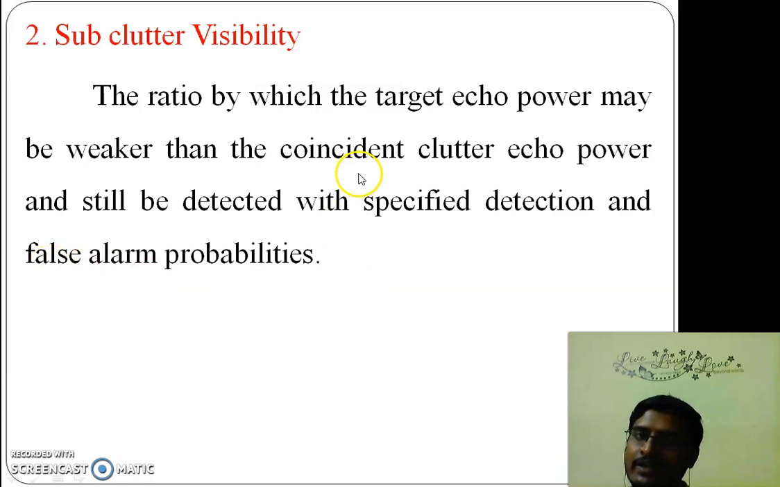Once again, this is the ratio by which target echo power may be weaker than coincident clutter echo power. So, how much weaker the echo signal from a moving target can be compared to the echo from clutter, and still the moving target is detected with the specified detection and false alarms. This is the subclutter visibility.